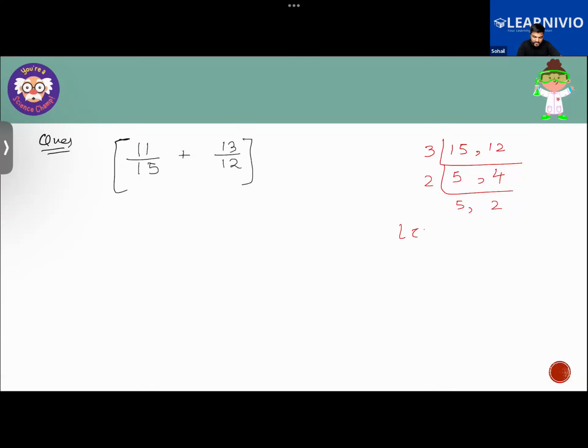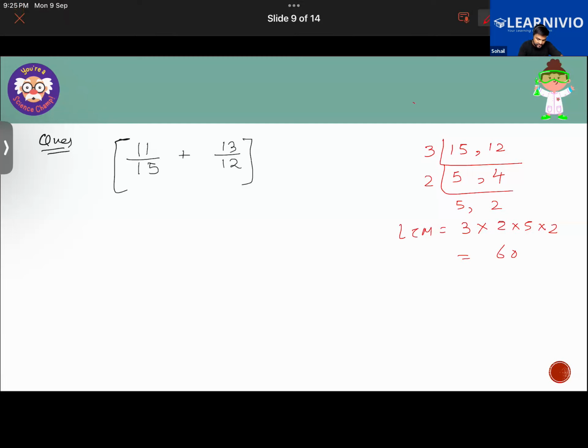So the LCM will be the product of these numbers, 3 times 2 times 5 times 2. So that will be 60 here. So the LCM has to be 60 here. From here on, you guys solve it further.